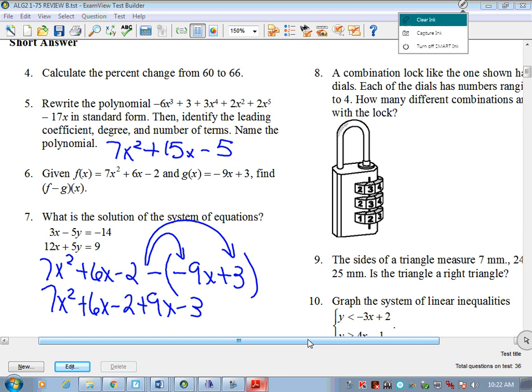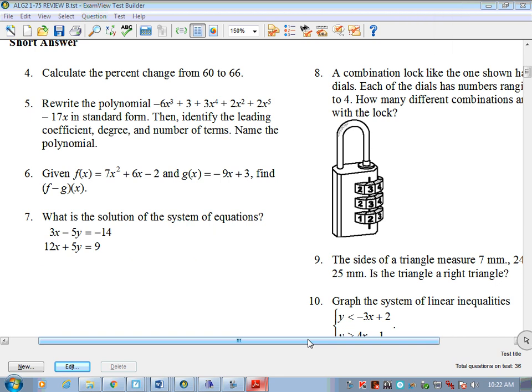All right. Number 7, what is the solution to the system of equations? All right, so there's multiple ways to solve systems of equations. You could set this up in a matrix. I think the most direct way to go about this is to add these two equations together. Does anybody know why I would do that? The y's cancel. Very good. All right, the y's cancel. What's 3x plus 12x?